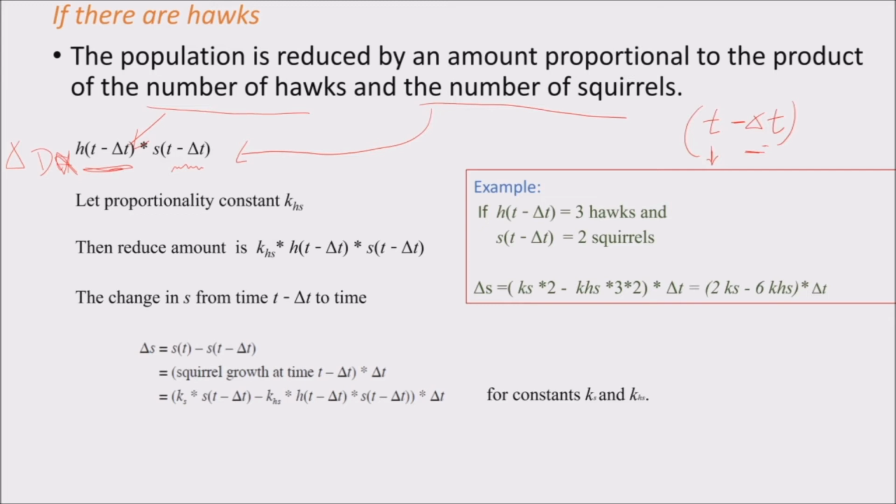So we go and get the statistics 1 month before, how many hawks were there and how many squirrels were there. And then after 1 month, today, I come and look at how many hawks are there, how many squirrels are there. So there are totally different population values. You take those, and like that you can collect the statistics and come up with some equations. So that's what this whole model is doing, right?